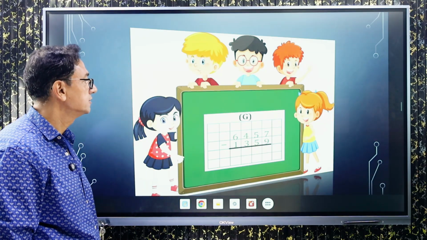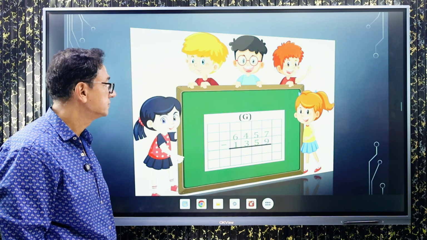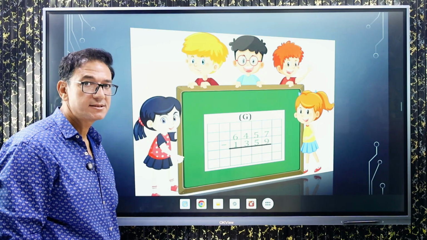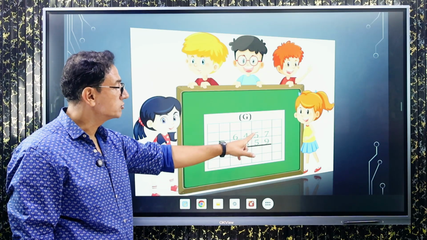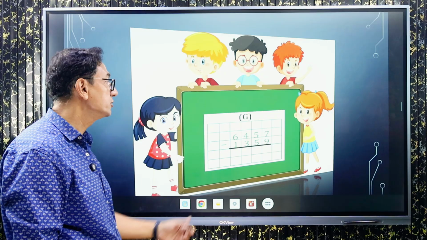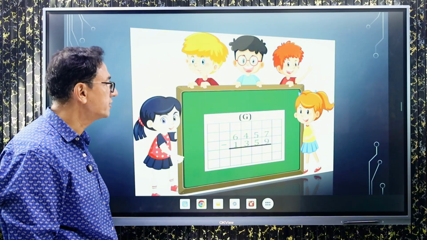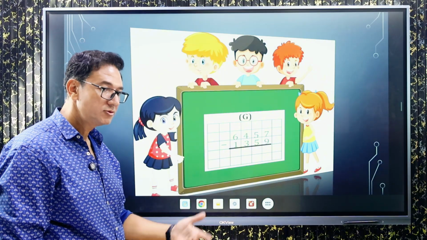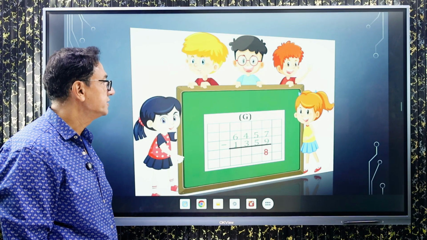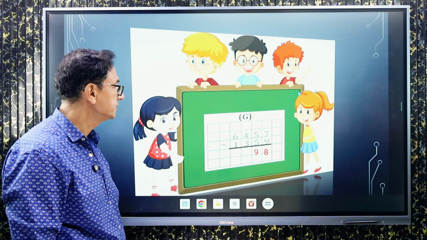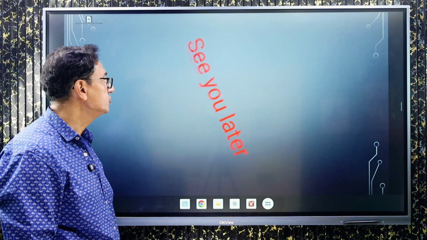The next, try to do this exercise yourself. 7 minus 9, yes, it's not possible. This cannot be, because 7 is smaller than 9. So we will borrow 1 out of 5, and then 7 will be 17 and 5 will be 4. Try to do it yourself. 17 minus 9 equals 8. This is the answer.